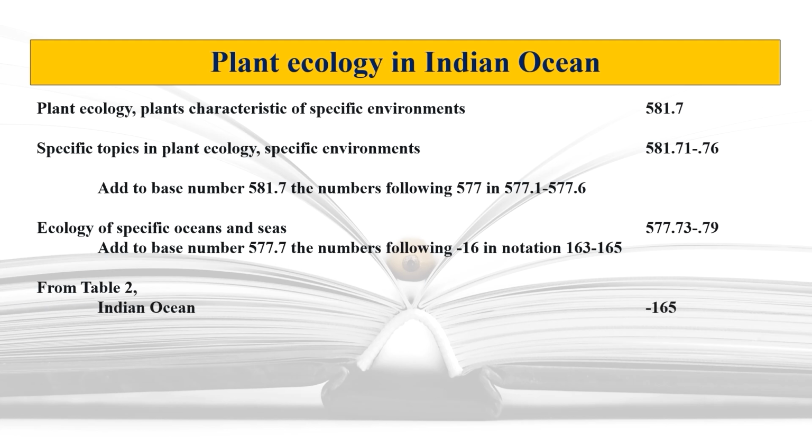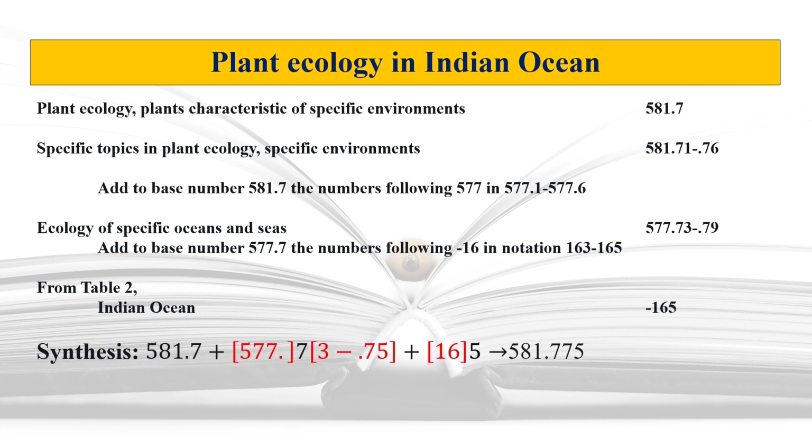Therefore the number will be 581.7, then 7 for the ecology of specific oceans and seas, and then 5 for the Indian Ocean. You can easily understand with the red color that the numbers which we have to delete have been marked in red. Here 577.7, then 32.75 and 16 of 165 have been made red for better understanding. So the final number will be 581.775. That is plant ecology in Indian Ocean.